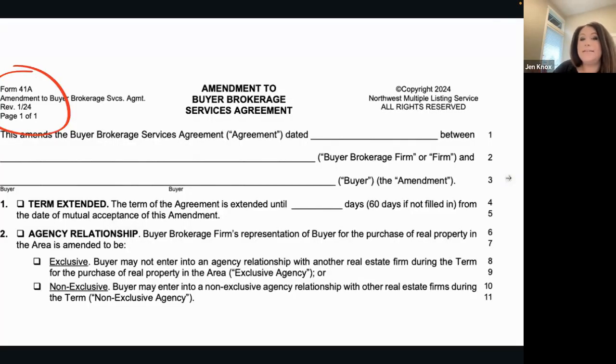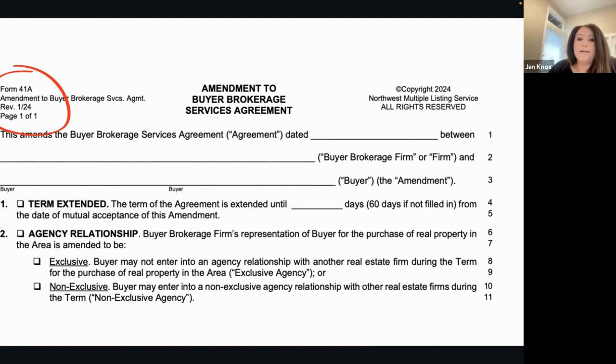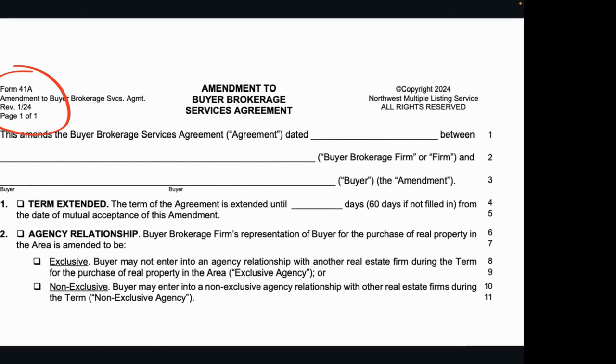Okay, 41A, this is the Northwest MLS version of the same exact form. So the same ideas apply to this. The term does default to 60 days. And when you make the extension, you're going to want to make it in number of days. It's the number of days beyond when you sign the agreement, I believe. Actually, I just caught myself with maybe not knowing for sure. I'm going to go ahead and find out for sure that the extension does happen from the date that you sign it, or if it's the date from the agreement originally. So I'm going to put a pin in that and come back to that.